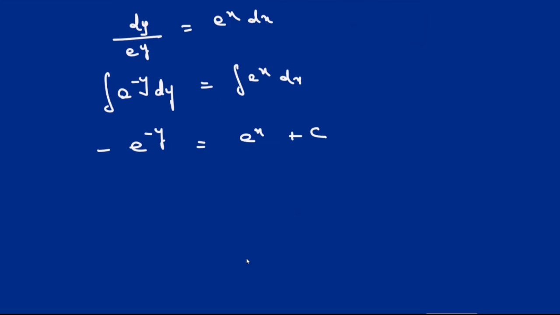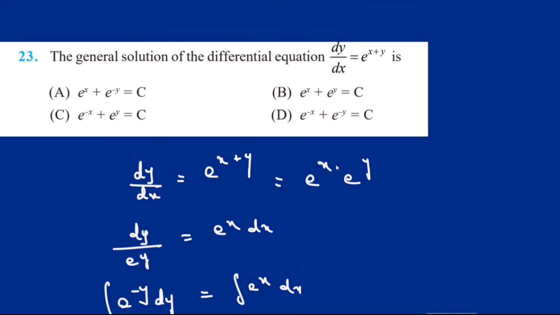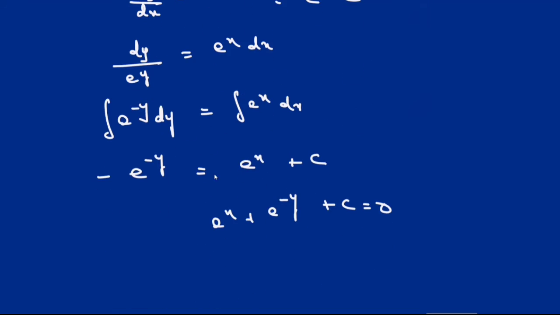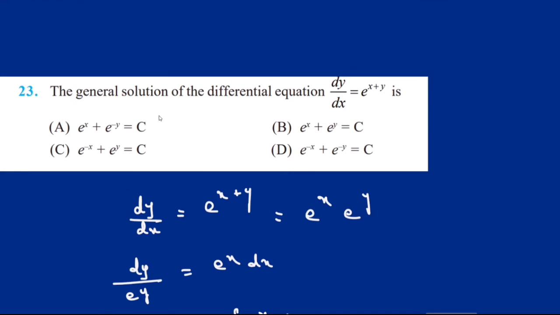So that is e power x plus e power minus y plus c. So that's the answer. Okay, this is minus c. If you take it to the other side, it will become c only. This is c only, the constant. So option A is the answer.